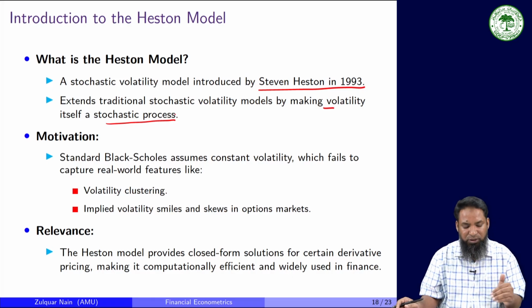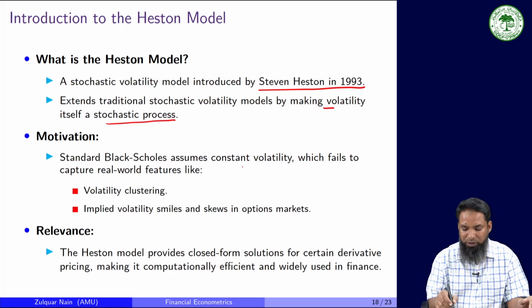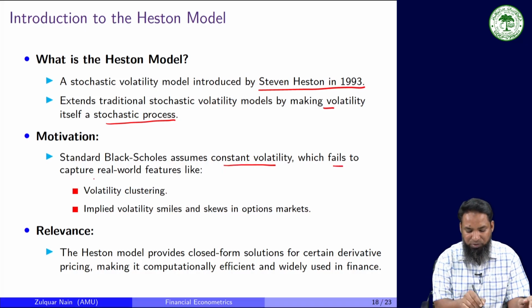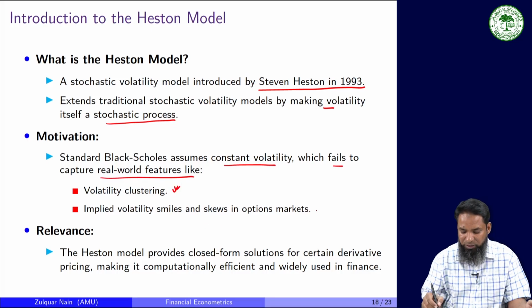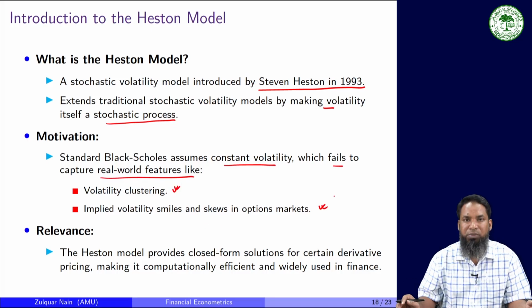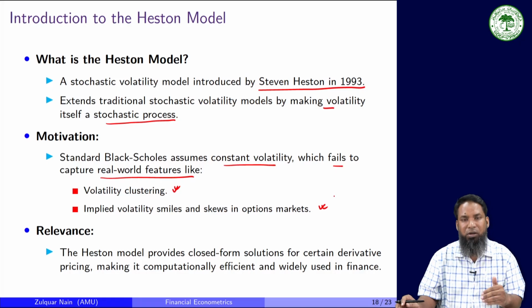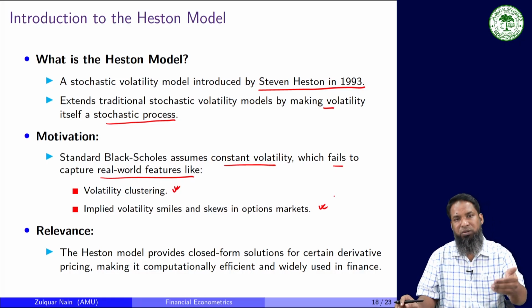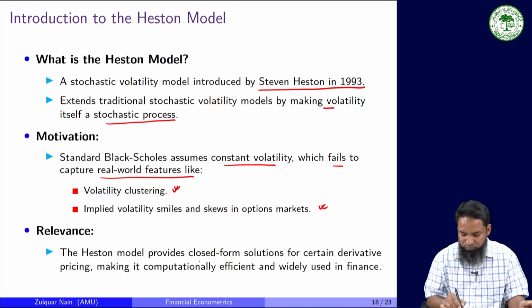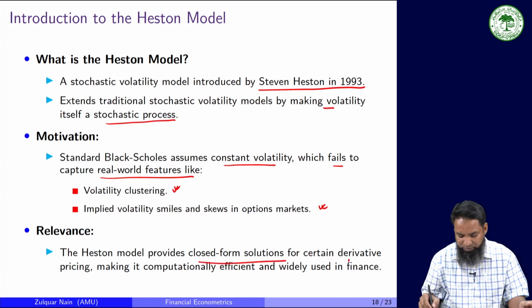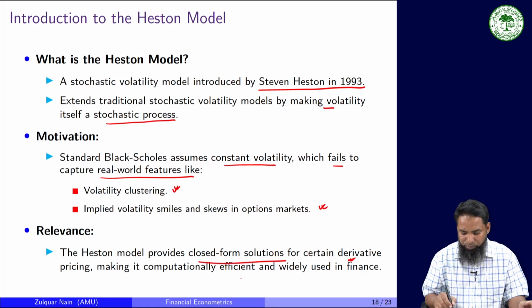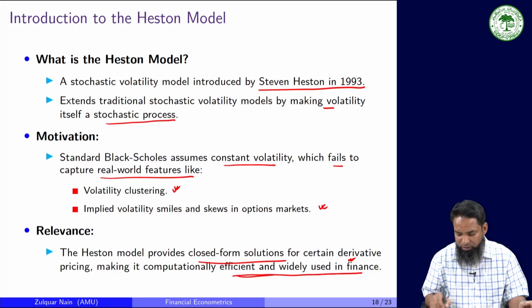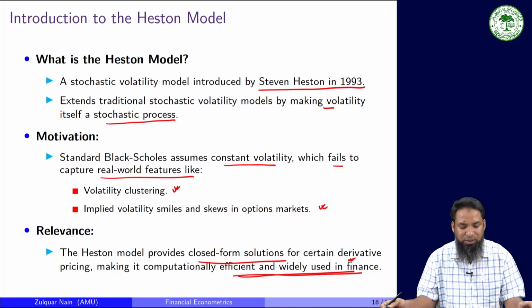So why are we using that? The standard Black-Scholes assumes constant volatility, which fails to capture real world features like volatility clustering, implied volatility smiles and skewness in the options market, which obviously we will be able to capture using the stochastic volatility model also, or the GARCH effect. However, this model provides a closed form solution for certain derivative pricing, making it computationally efficient and widely used in finance.